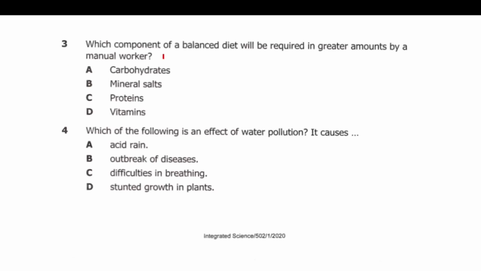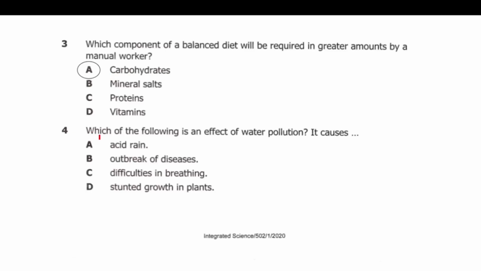Then 3 reads, which component of a balanced diet will be required in greater amounts by a manual worker? So the answer is A, carbohydrates. Because carbohydrates provide energy, these are energy giving foods. So any person doing manual work will require a lot of energy to do the manual work, and that person will require the provision of food containing carbohydrates.